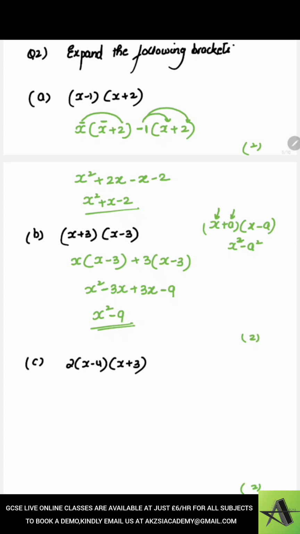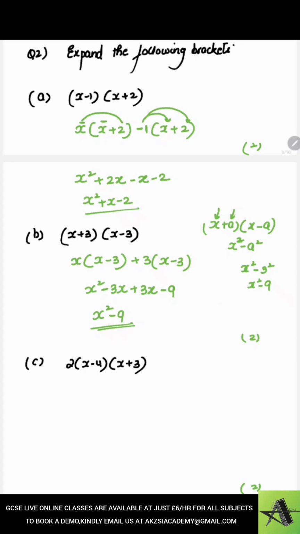Just like here, you can see x plus 3 times x minus 3. They have the same terms, x and 3, but they are separated by plus and minus signs. So my answer would be directly x squared, the square of the first term, minus the square of the second term, x squared minus 9, which you can see here.